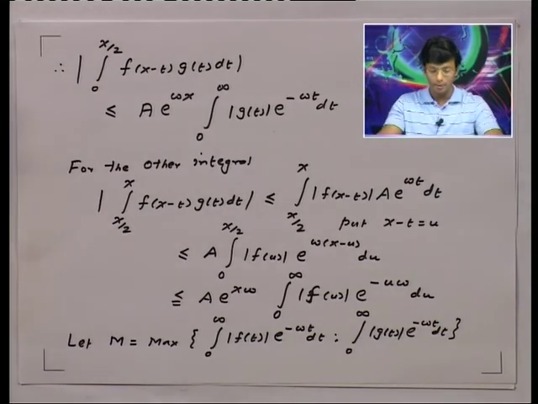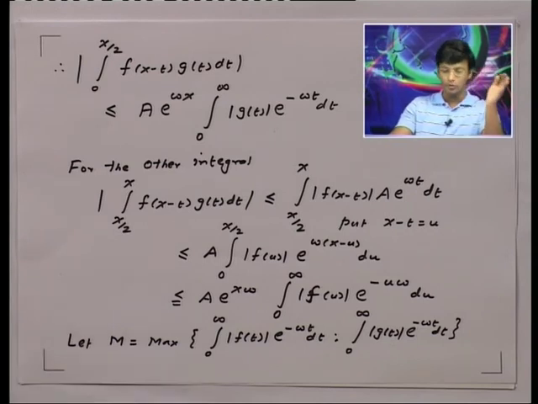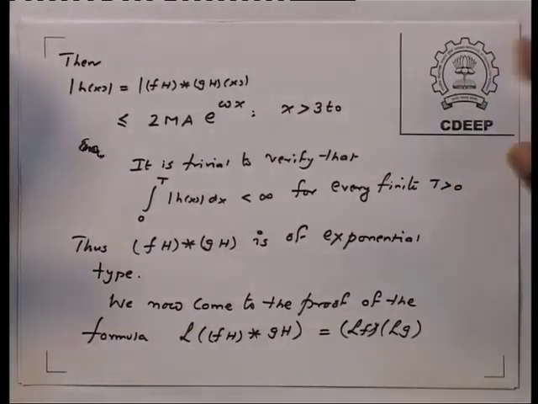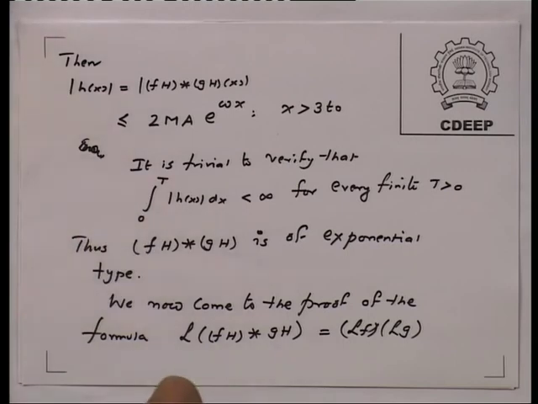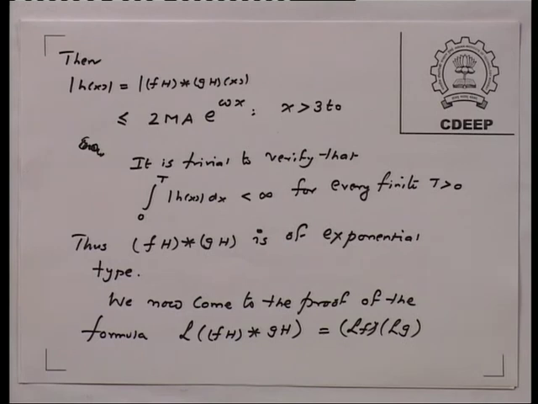So you will get that each of the two pieces is less than m a e to the power omega x. So the total is less than or equal to 2 ma e to the power omega x, that is all, finished. So the conclusion is written down: mod hx, which is the convolution of fh and gh, will be less than or equal to 2 ma e to the power omega x for x bigger than 3 t naught.